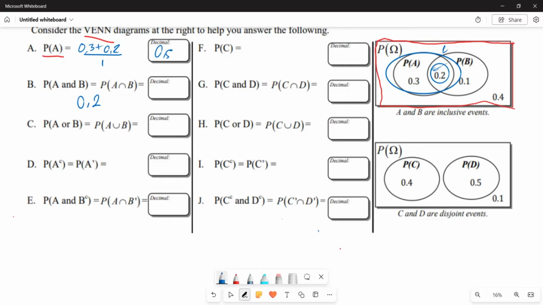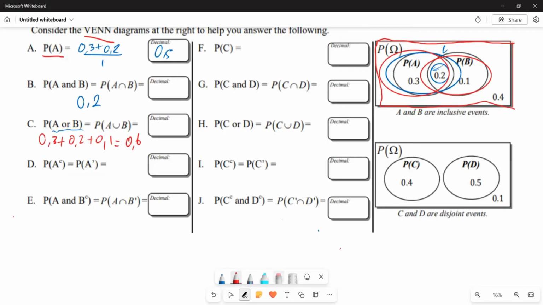In number C, they want you to find out the probability of A or B. Now, let me just use a red color. It's going to be everything from here and also everything from here, right? Which means basically it is going to be same as 0.3 plus 0.2 plus 0.1. And when you add this, what is the totality you're getting? This is 5, this is 6, so this is going to be 0.6. Altogether, that is going to be the probability of A or B.